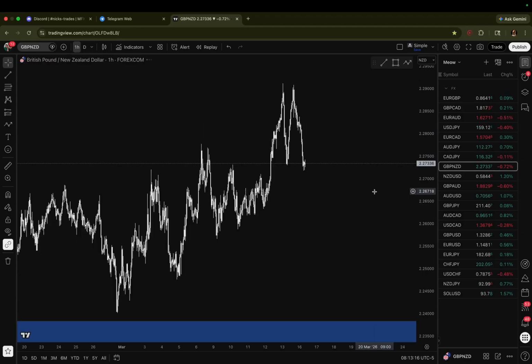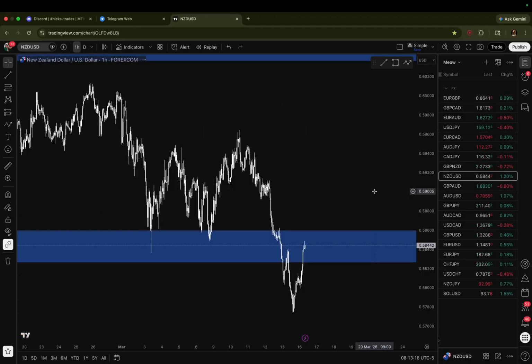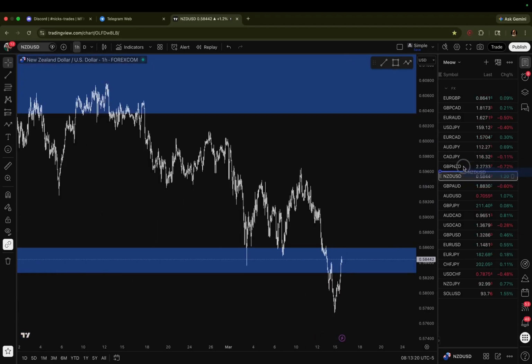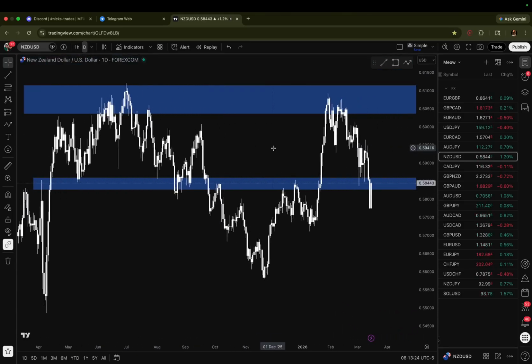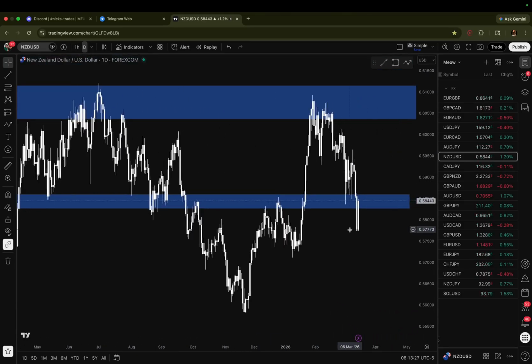So CADJPY, nothing. GBPNZD, nothing. Basically nothing on any of the other pairs. I marked this up on NZDUSD. Not quite sure if I'm going to be taking this trade just because we had a dip below this zone. Now we're quickly coming back into this zone.